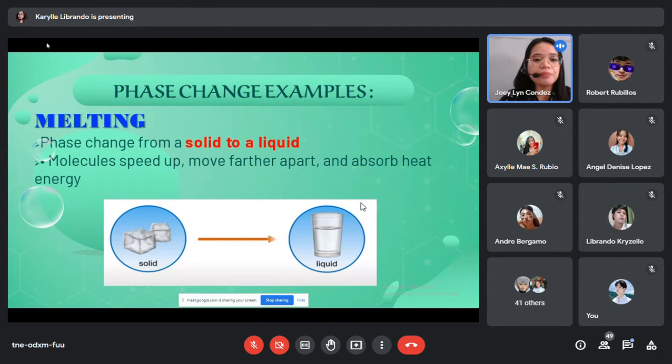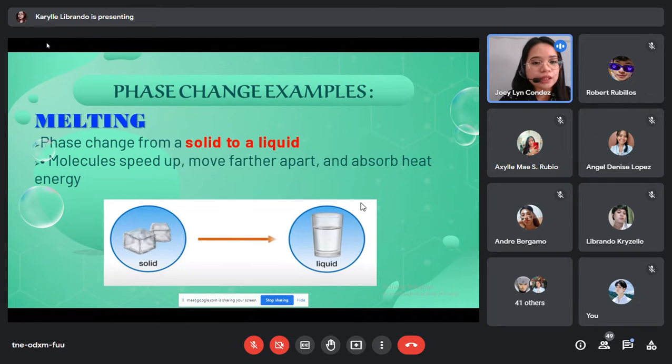Okay, we have melting. When we say melting, it's a phase change from a solid to a liquid. Here, we apply heat energy. We increase the temperature. Since we increase the temperature, molecules speed up. They move further apart and they absorb heat energy. So for example, a solid changes into a liquid through the process of melting.